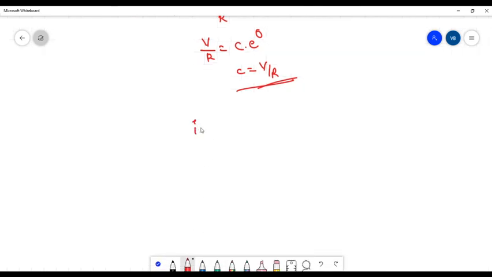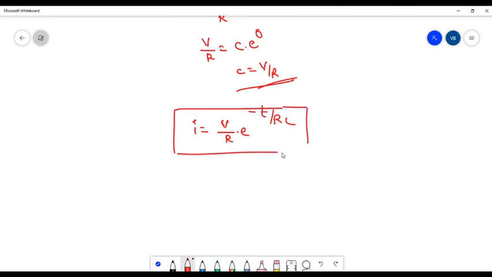The current I equals C into V by R into e power minus t by RC. So this is the current in the RC network. If you calculate the voltage across the resistor, then VR equals R into I. Substitute the value of I, that is V by R into e power minus t by RC. So what you get is V into e power minus t by RC, which is exponentially decaying.